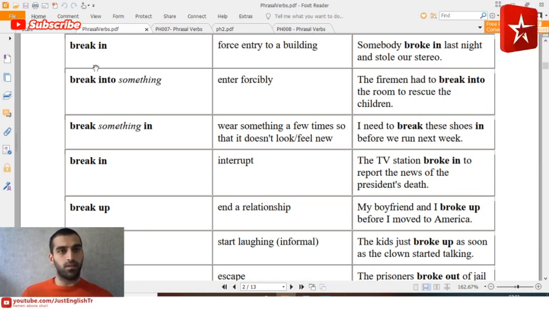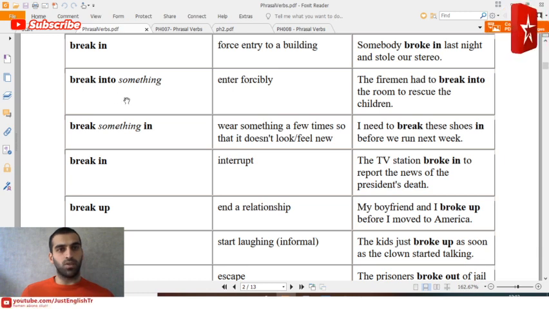Here you can see break in. Okay, break in. It means force entry to a building, like somebody broke in last night and stole our stereo. Yes, somebody broke in last night and stole our stereo. Okay, it may be a stranger, a thief, like a robber.